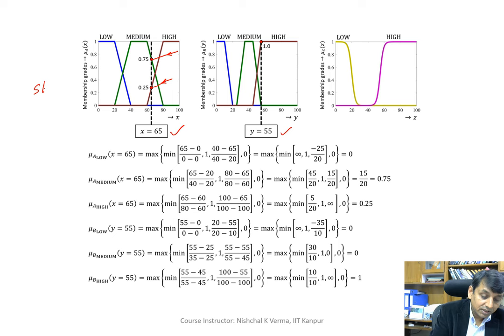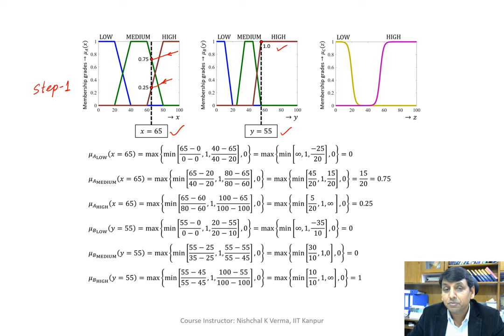Next, similarly we check for the other antecedent, y equal to 55. For y equal to 55, we see that we are getting high, and medium is not intersected. When we see where y equal to 55 is cutting at medium, medium is at 0. So, medium is not relevant. Only the high fuzzy set is relevant. So, for y equal to 55, only one fuzzy set is applicable. Or in other words, low and medium are not at all applicable.